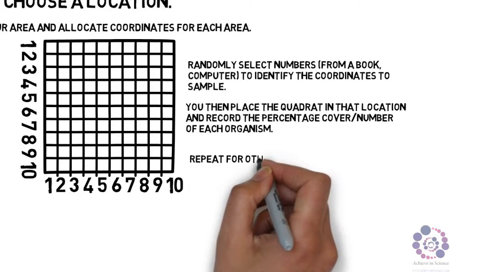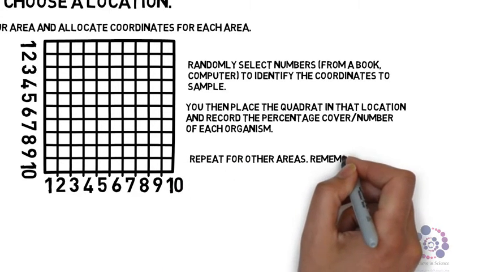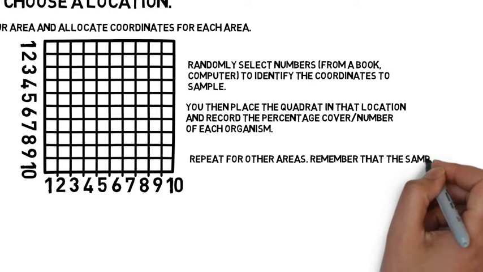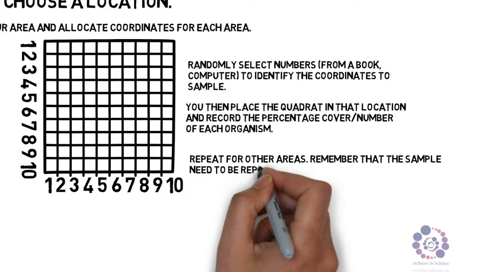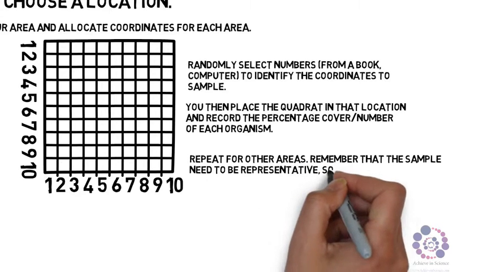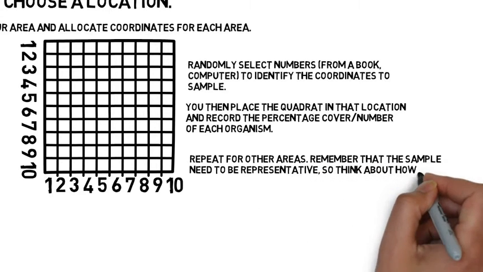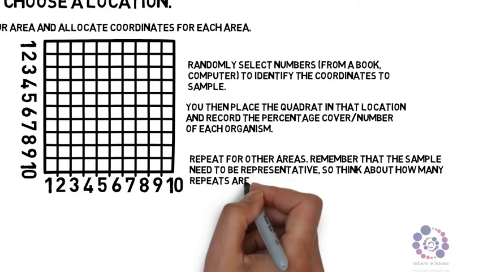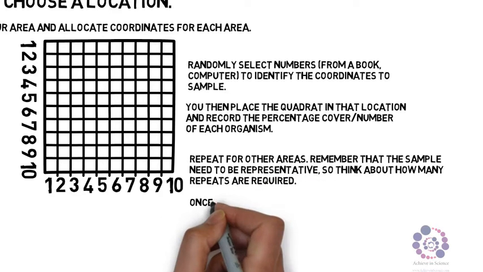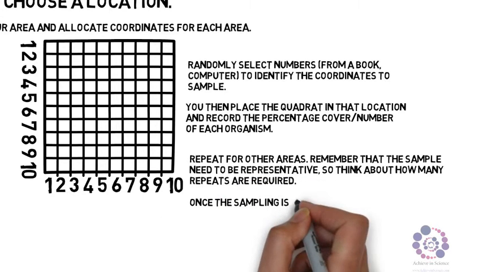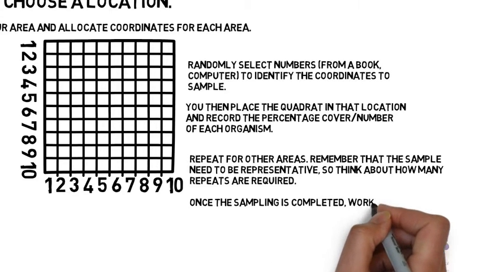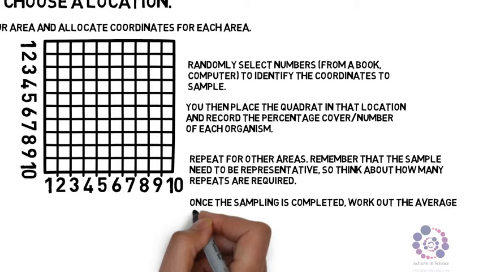Now remember, it needs to be representative, so think about how many repeats that you would require. This is all dependent upon the size of the area that you've chosen to look at. Once the sampling is all completed, you can also work out an average for the whole area and then compare this to maybe different areas or areas within the zone that you've chosen.